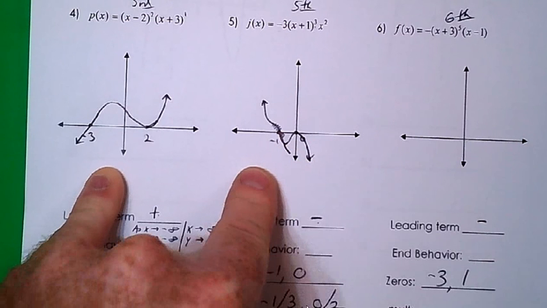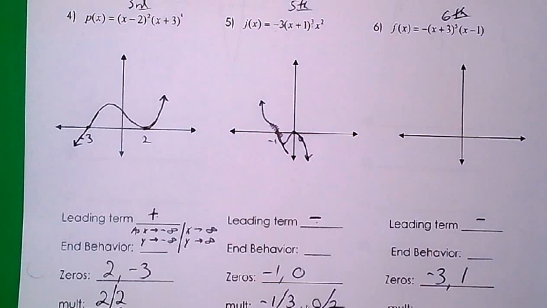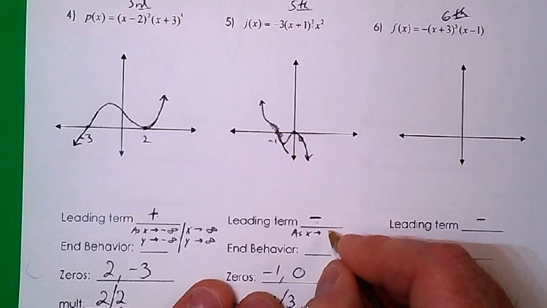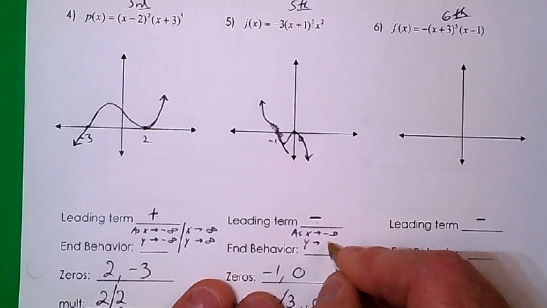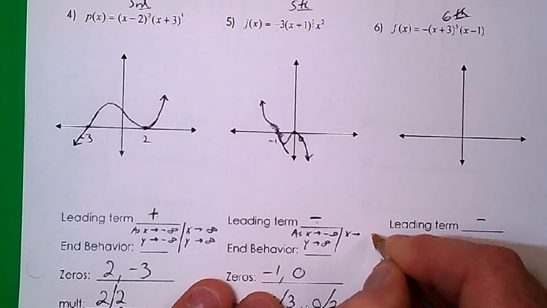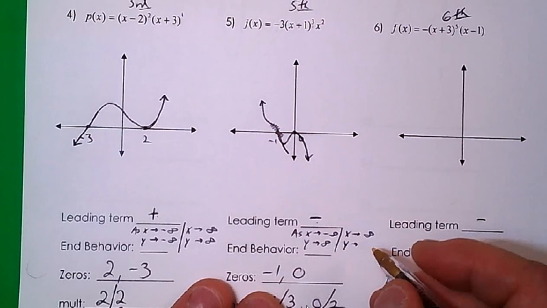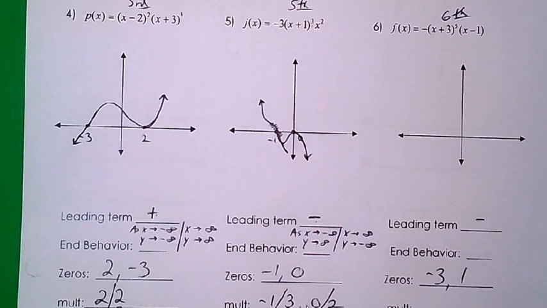So end behavior: as x approaches negative infinity, y approaches positive infinity. As x approaches positive infinity, y approaches what? Negative infinity. Okay? All right, look at the last one.